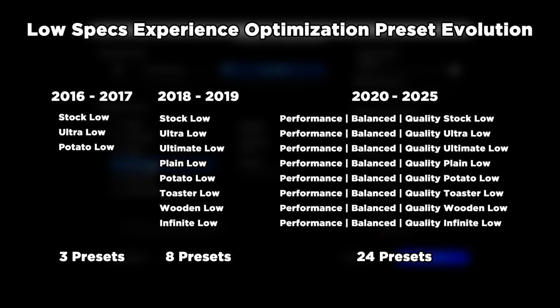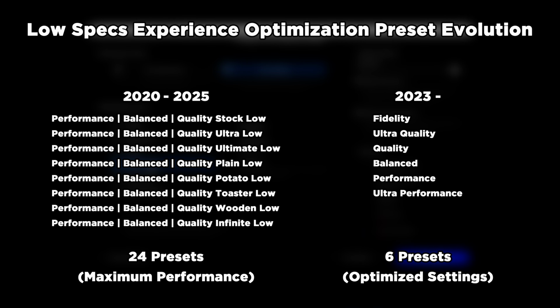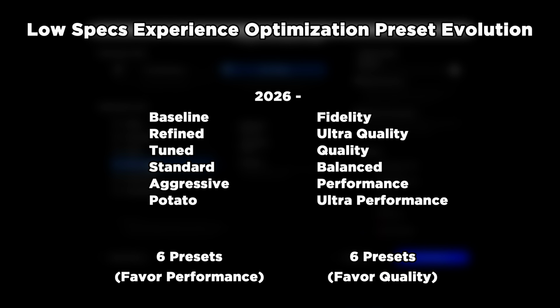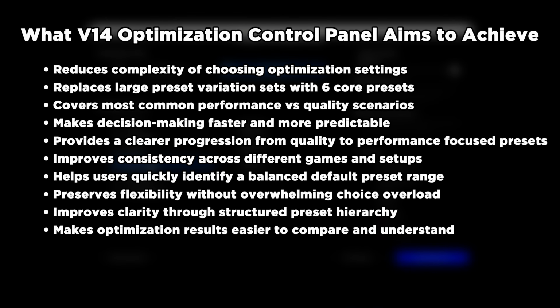Previous versions of Specs Experience contained a larger number of preset variations. Version 14 simplifies the process by focusing on 6 core presets that cover pretty much all the optimization scenarios while making the selection process much easier to understand. This allows users to make decisions more quickly without sacrificing flexibility.